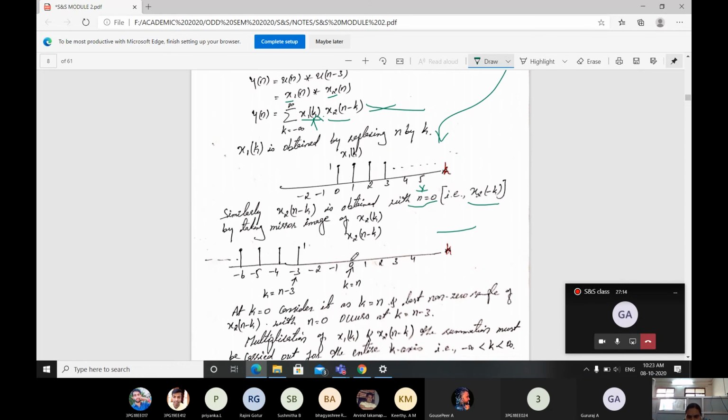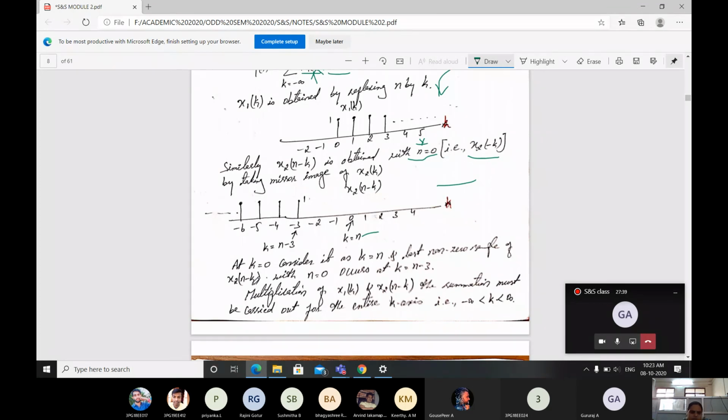Then at the 0th position, when n is 0, k minus n equals 0 means k equals n. Based on this, at 0 you will get k equals n. At minus 3, n minus 3. Just go through the theory as written here. At the 0th position, consider k equal to n. The last non-zero sample, that is x2 of n minus k with n equal to 0, occurs at k equals n minus 3.